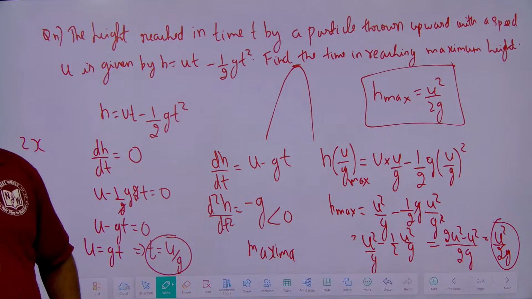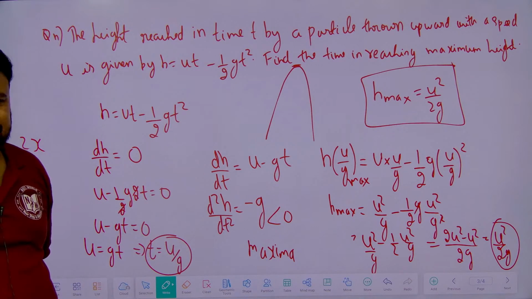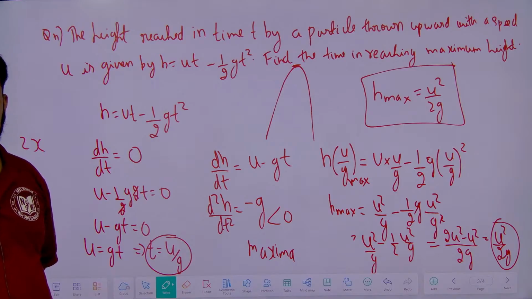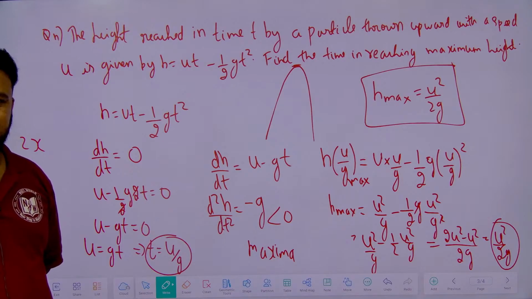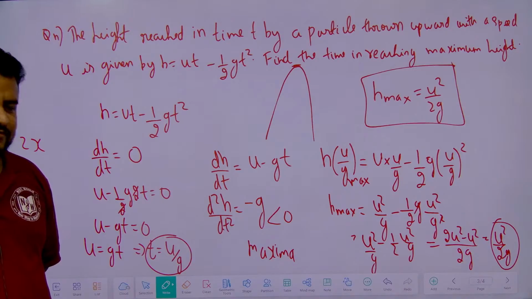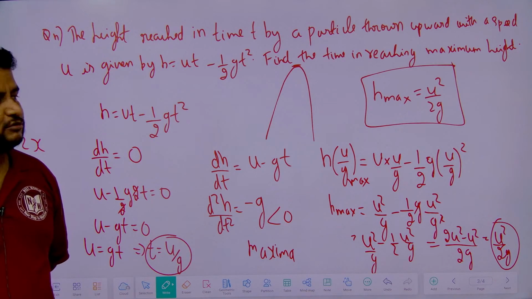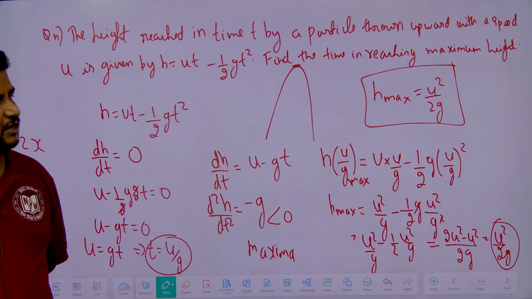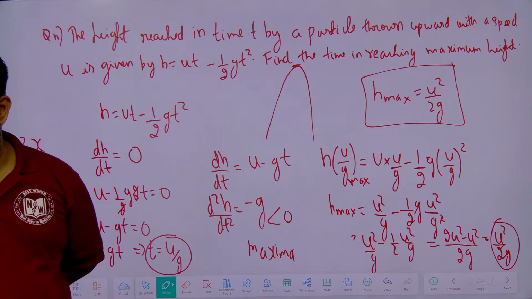Suppose they say they have thrown a particle or ball upwards. They will ask you what is the time taken to reach the maximum height. You will write T is equal to U by g. U is the initial velocity, g is the acceleration due to gravity. Time taken to reach maximum height is U by g. Apply the values, put the values of u and g. H max, if they ask, is U square by 2g. You write it, just put the values, and you will get the answer.